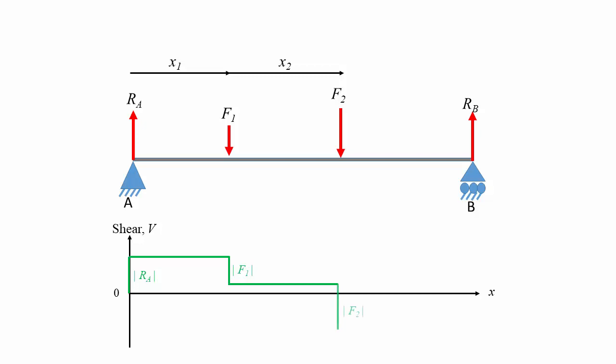When we get to F2, we get a sudden drop as the shear responds to the addition of F2. The magnitude of this drop is equal to the magnitude of F2. Between F2 and the end of the beam, the shear remains constant as there are no other forces in this space. Finally, we get to the end of the beam where the shear changes to the upward direction in response to RB, taking the shear back to 0.